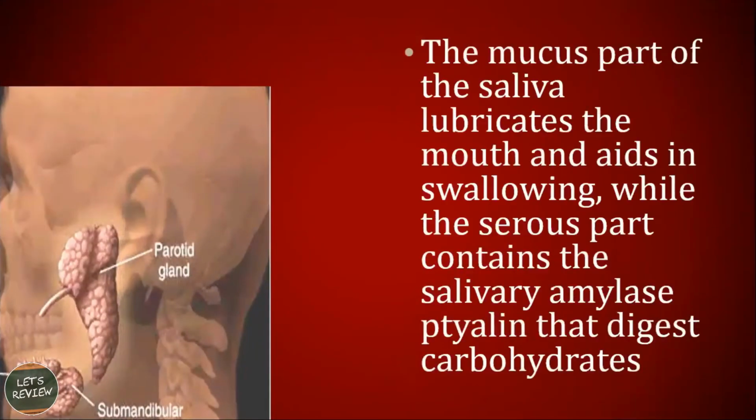The mucus part of the saliva lubricates the mouth and aids in swallowing, while the serous part contains the salivary amylase ptyalin that digests carbohydrates.